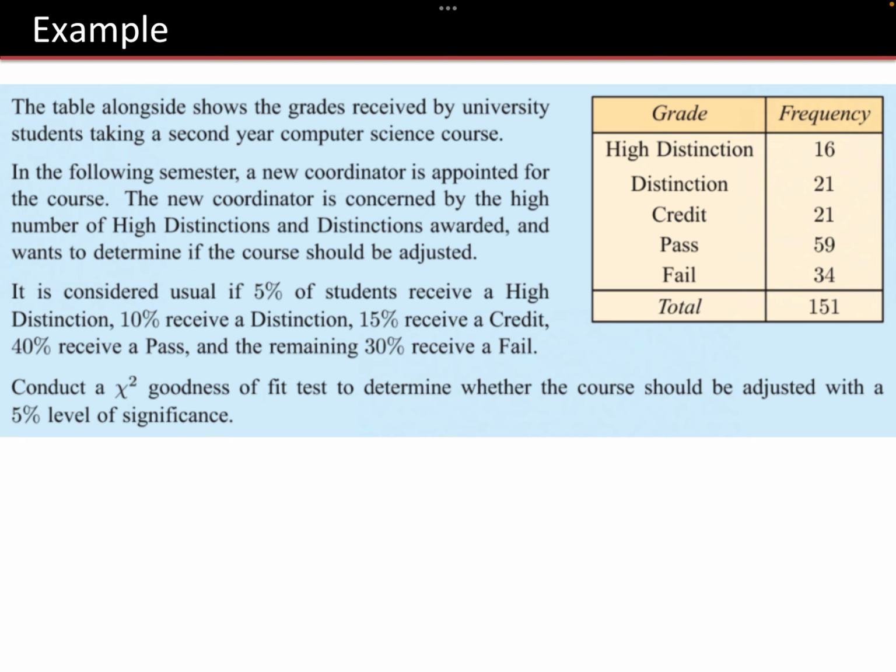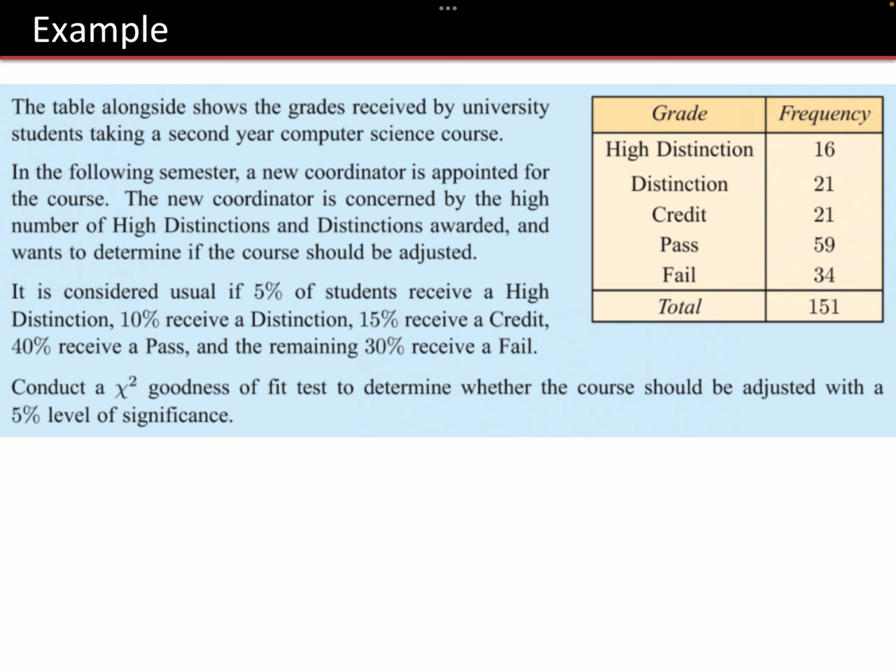Okay, now let's look at this question first. I think the biggest issue with these questions is how to formulate the null and the alternative hypothesis. So let's look at this example and see if this makes sense to you. You really have to read the question before we formulate the hypothesis. It says the table shows the grades received by university students taking a second-year computer science course. In the following semester, a new coordinator is appointed for the course. The new coordinator is concerned by the high number of high distinctions and distinctions awarded, and wants to determine if the cost should be adjusted.